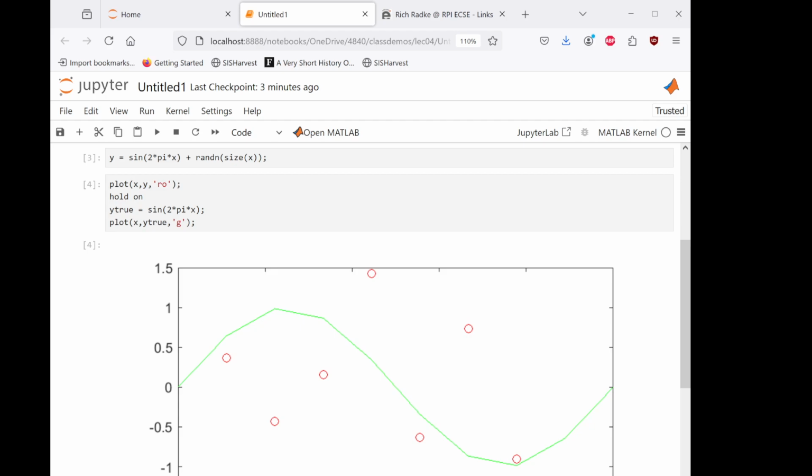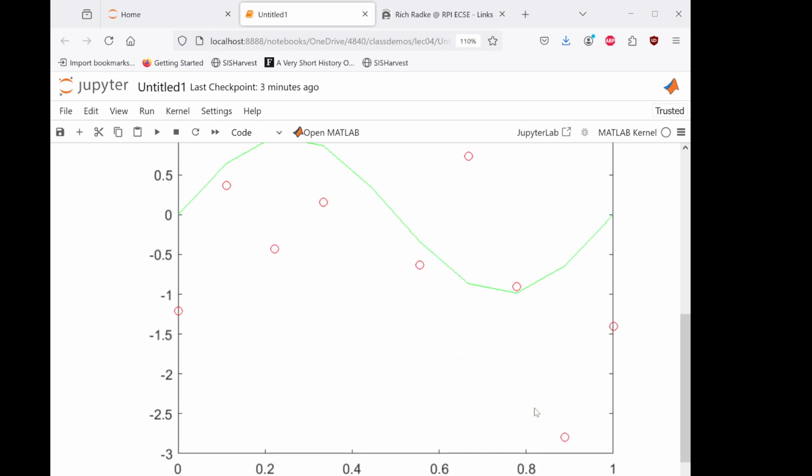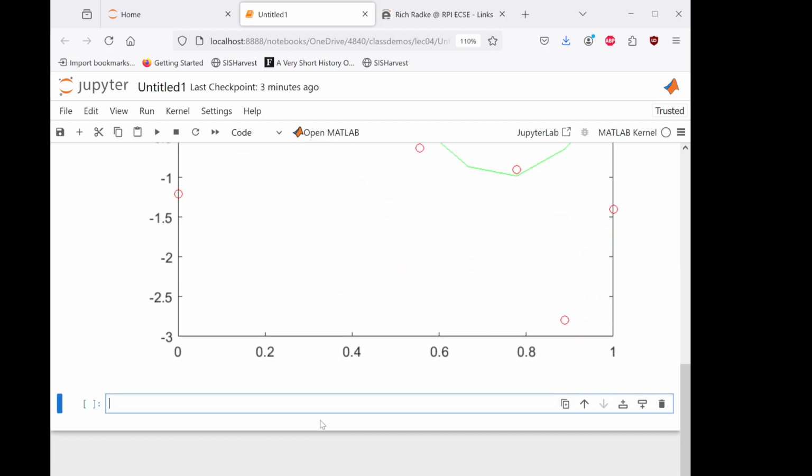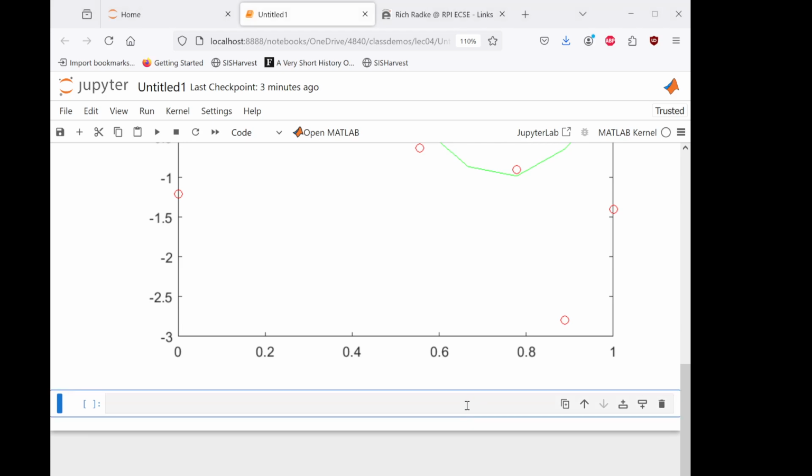Okay, so now what I want to do is fit this set of red points to a function. I wrote a function called 1D fit. Now let me just say that yes, there are built-in Matlab functions that can do this for you. The whole point of this class is for you to understand what's under the hood of these functions. This is literally just two lines of Matlab code, right?